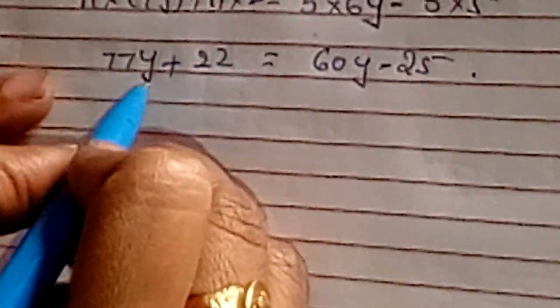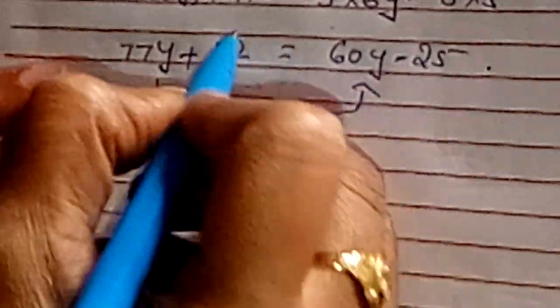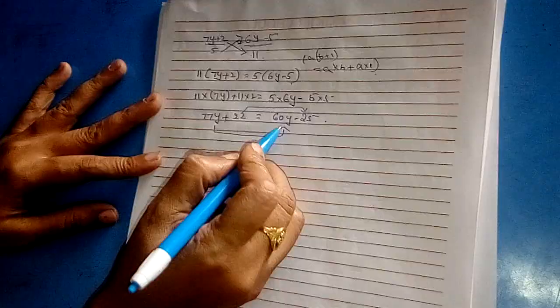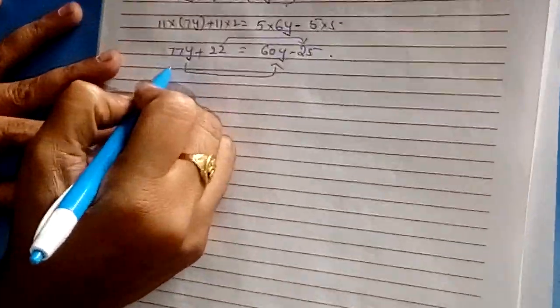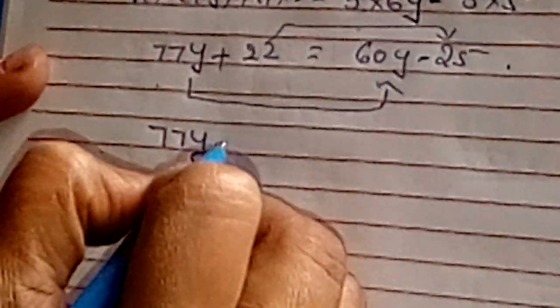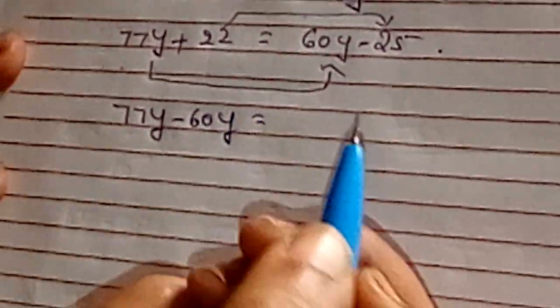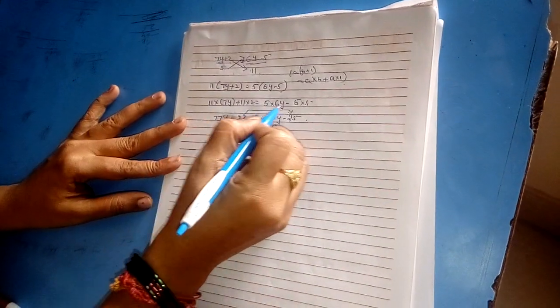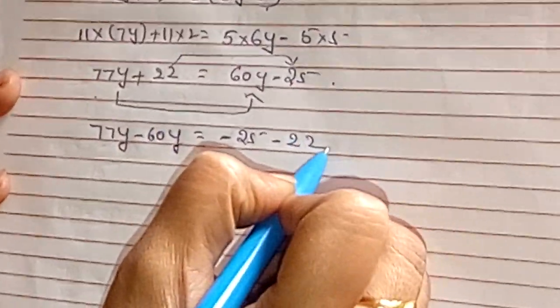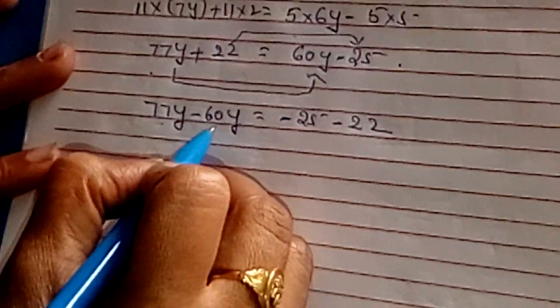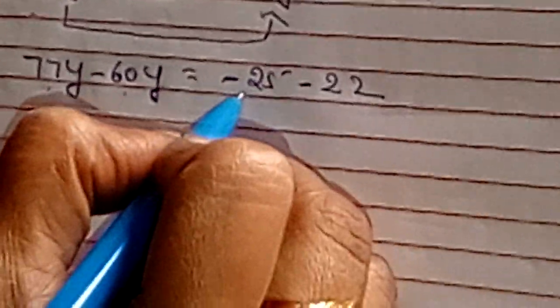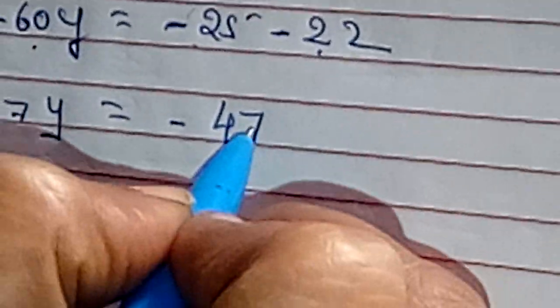Now transpose the like terms and unlike terms to the same direction. Now this 60y is plus on this side, and when it comes to the other side it has minus. 77 minus 60y is equal to, already we have here minus 25, and this plus 22 transposes to that side, then you will get minus 22. 77 minus 60, how much, children? 17y is equal to minus 25 plus minus 22, minus 47.